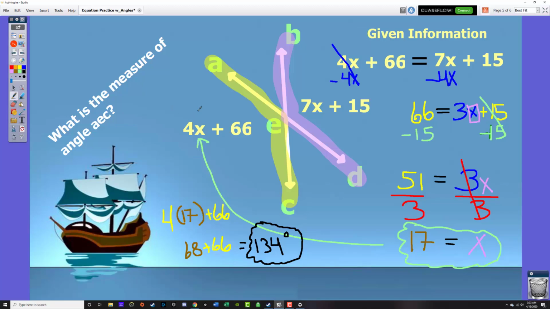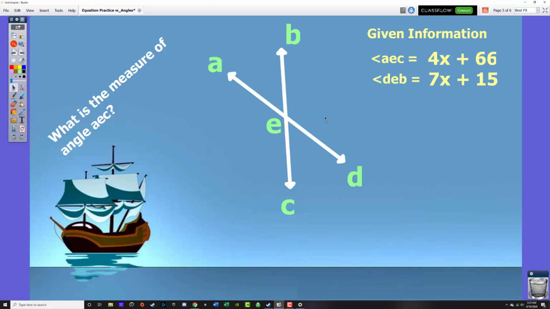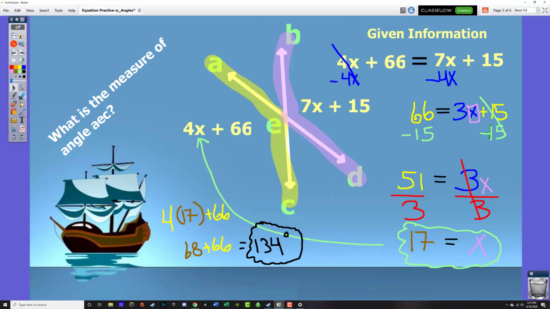Okay? So what did we do here? Well, we took the information that was given to us by the problem. It told us that angle AEC was equal to 4x plus 66. BED, or angle DEB, is equal to 7x plus 15. And then what we did was we set both of these expressions equal to each other. Right? Because they are vertical angles. So we know that vertical angles are congruent or equal. So that's why we were able to set them equal to each other.